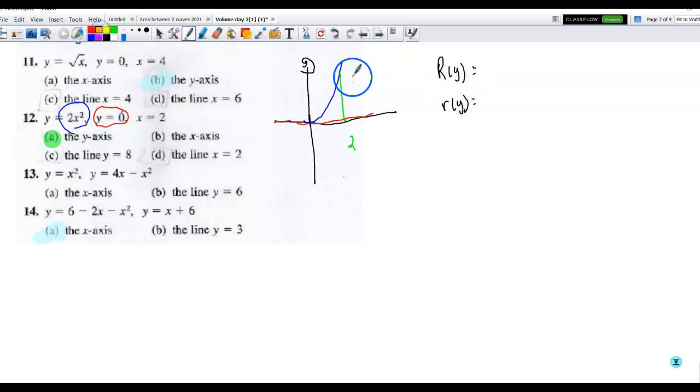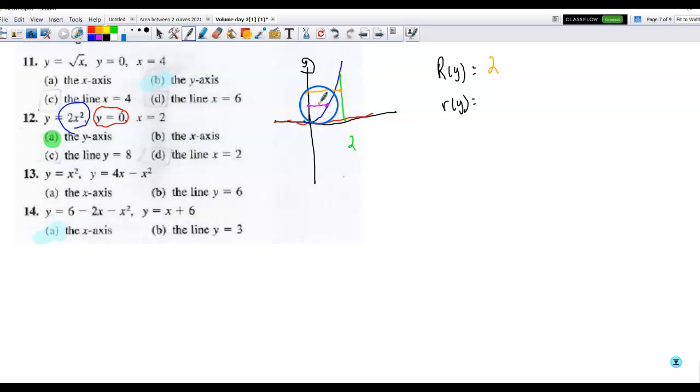Big R of y travels from the outer curve to the axis of revolution. And no matter where you would put that segment, that distance is going to be a fixed radius of 2. That radius will always be 2. Little r travels from the inner curve to the axis of revolution, and that does change depending on where we put it.